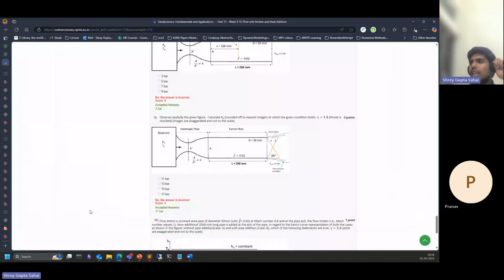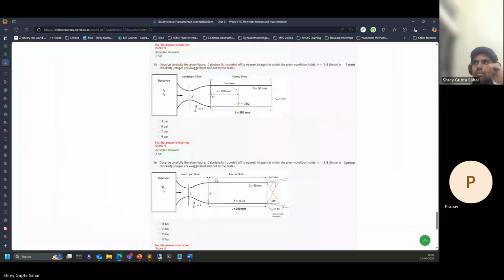You're getting 9.7. 9.7 as in what? Degrees. Okay, okay. What was your stagnation pressure just before the shock? I didn't calculate that.